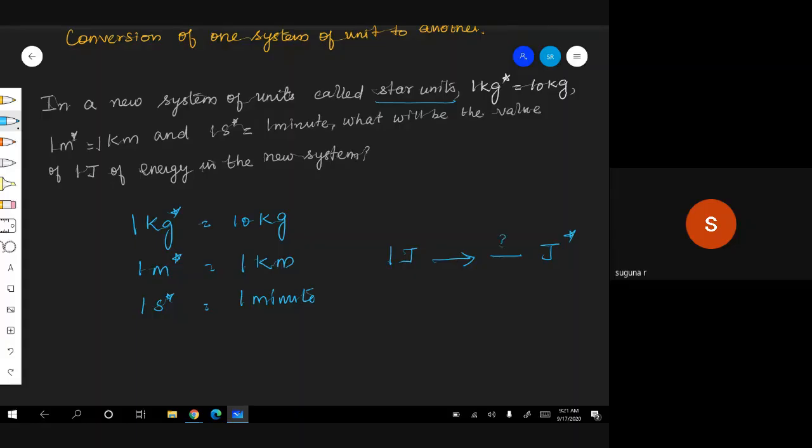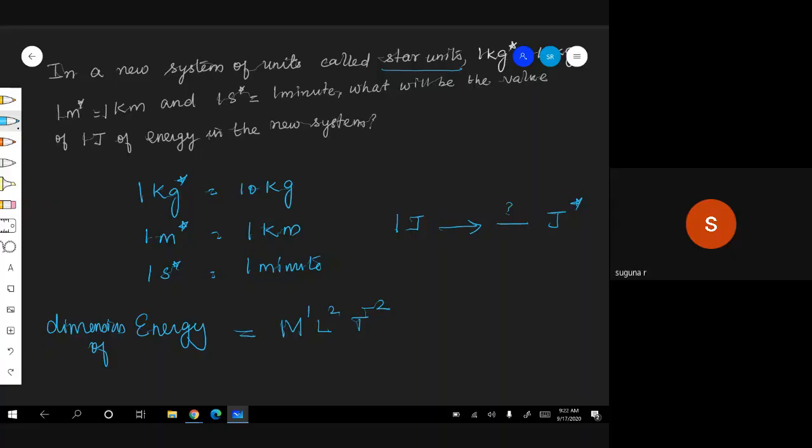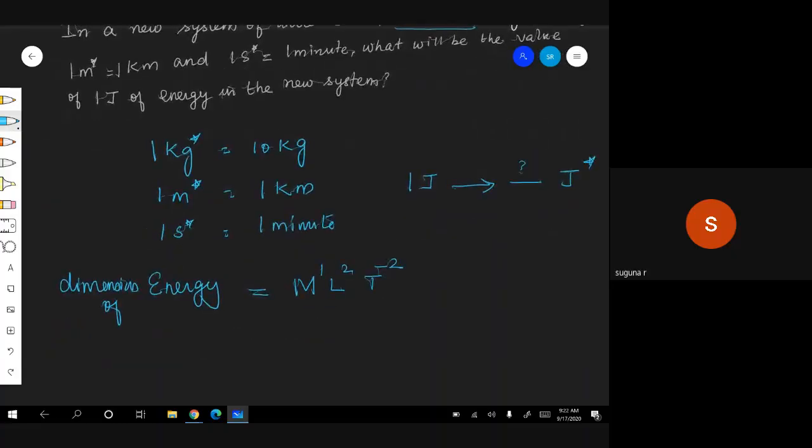Now what is given as the first step? It is energy, therefore what is the dimension? Is it clear, children, up to this, what we are going to do? Yes, ma'am. Now we write the dimension of energy. What is the dimension of energy? M power 1, L power 2, T power minus 2. Right. Then what is the next step? I told you step by step.